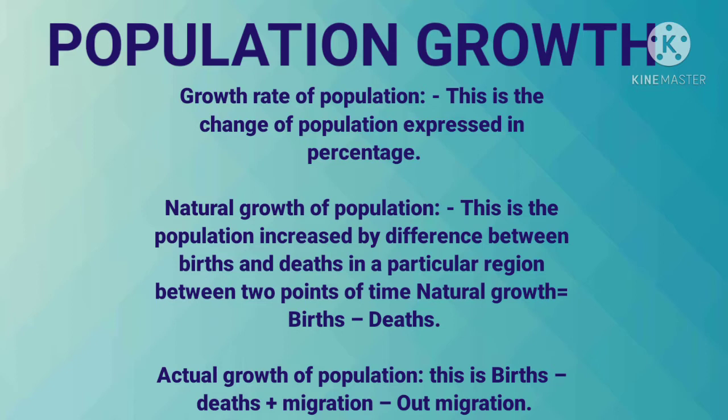The third basic term is natural growth rate. This is the increase in population in a particular region due to the difference between birth and death between 2 points of time. The rate of natural increase is the rate at which a population is increasing or decreasing in a year due to a surplus or deficit of births over deaths, expressed as a percentage of the base year.